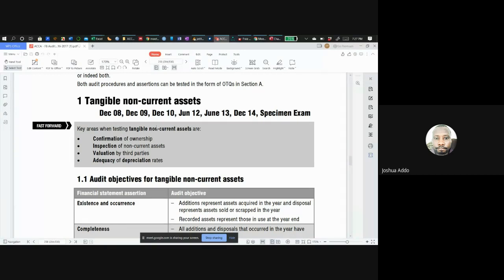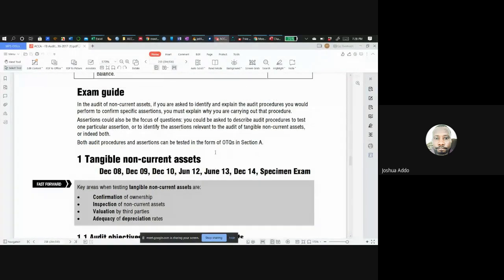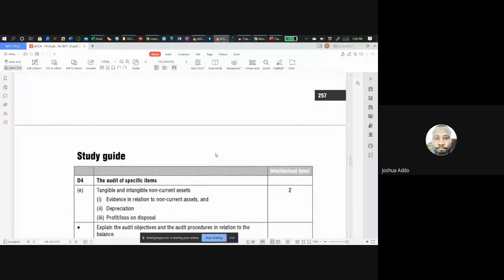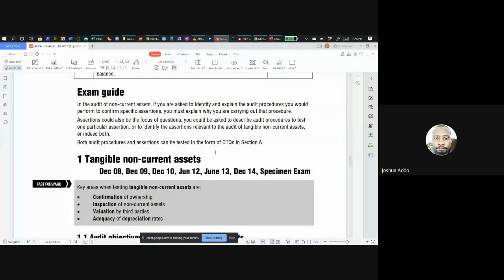Okay, so let's see some of these things. I may read some of these things directly. Don't worry. Key areas when testing tangible non-current assets are, in case you want to follow from where I'm reading from, it is on page 258 on the text. You have to scroll so many pages. I've skipped so many things. Some of the things I've skipped, we'll go back to them later. I want the logic in the way I want the lecture to flow. That's why I've skipped up to this level.